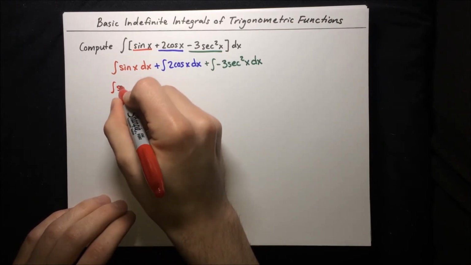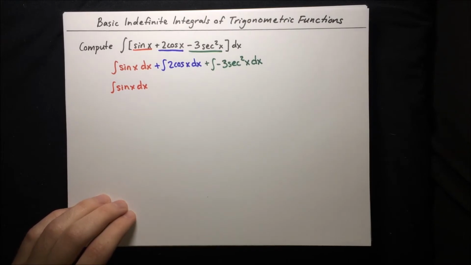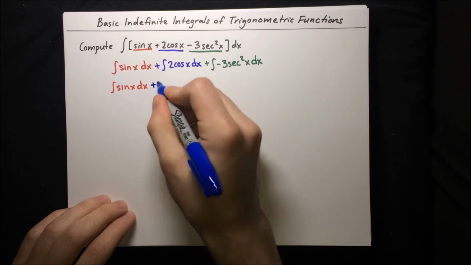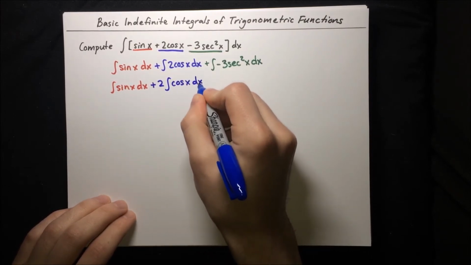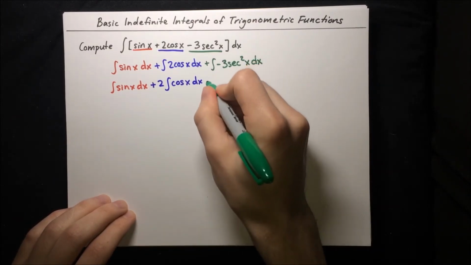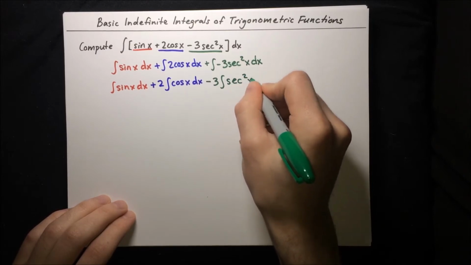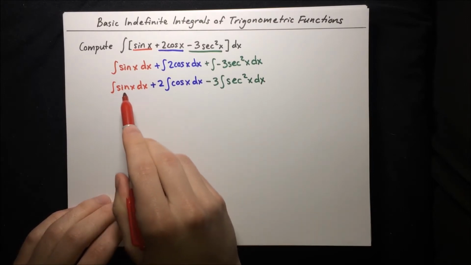So integral of sine x dx, that stays the same, but in this integral of 2 cosine x dx, let's move the coefficient in front, so plus 2 integral of cosine x dx. Same idea with that next integral, so pull out the negative 3, minus 3 integral of secant squared x dx. And now we're ready to solve these integrals. So let's start off with the integral of sine of x dx.